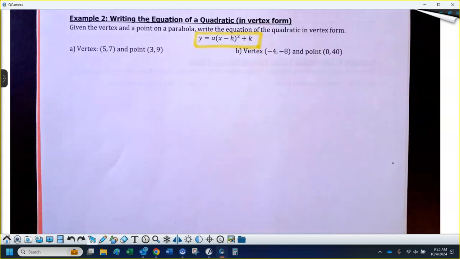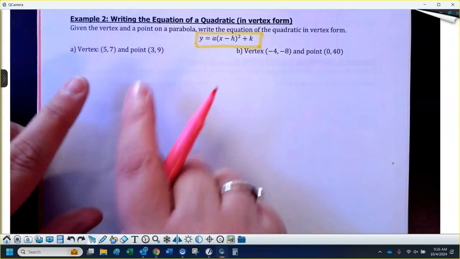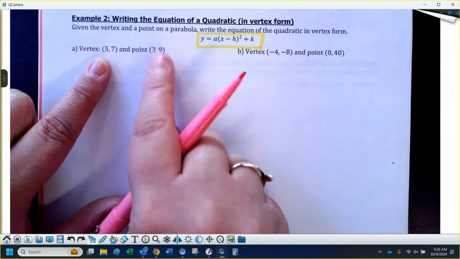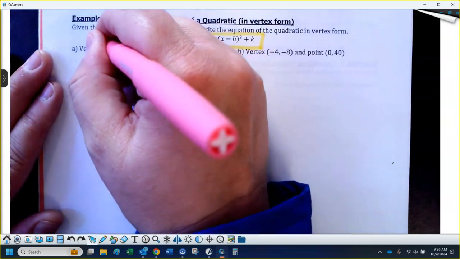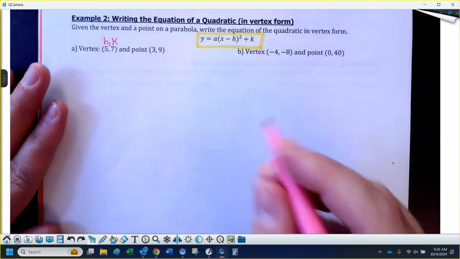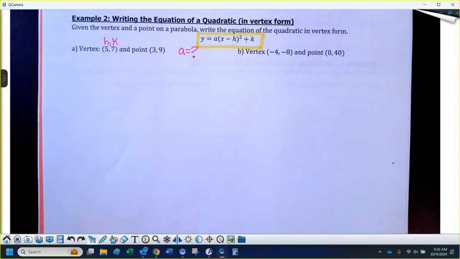So when you have vertex form, you can see the vertex right away from that form, and you can also see the a value from that form. You can write an equation with only these 2 pieces of information if they give you a vertex, and it has to be the vertex and then any other point on the graph. So the vertex, if you remember, would just be h and k in that formula. So if I know the vertex, I already know h and k. If I don't know anything else other than this point they gave me, I can use that to find a. A will be the only variable.